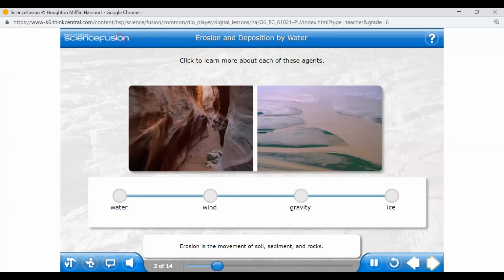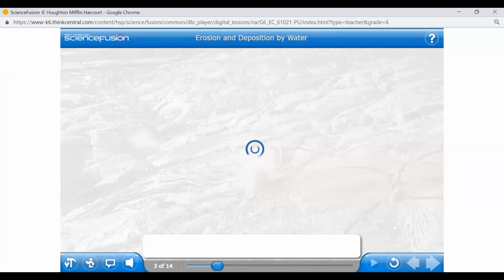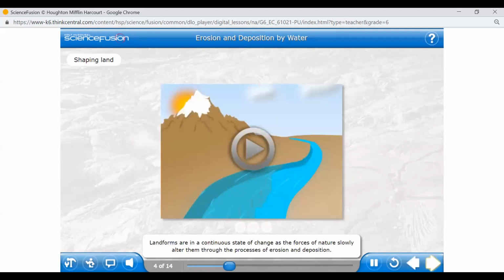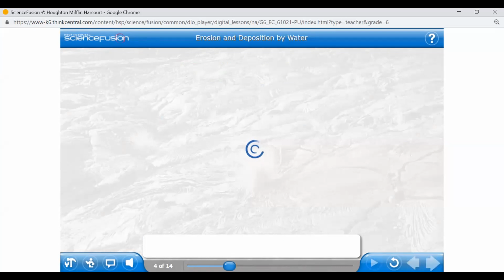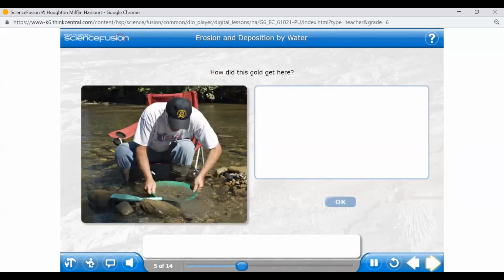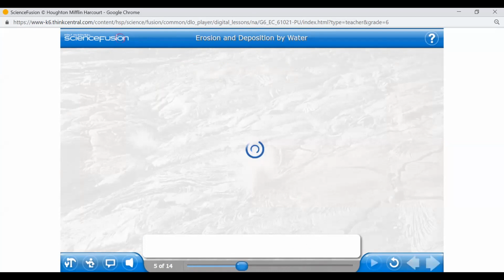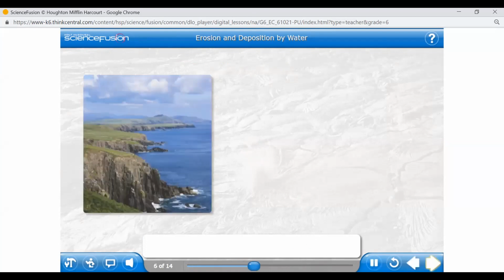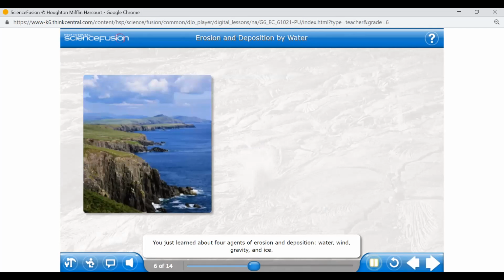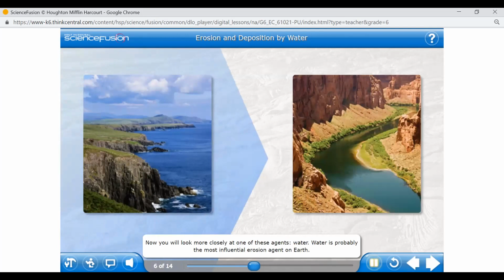Erosion is the movement of soil sediment. Landforms are in a continuous change. You just learned about 4 agents of erosion and deposition: water, wind, gravity, and ice. Now you will look more closely at one of these agents: water. Water is probably the most influential erosion agent on Earth.